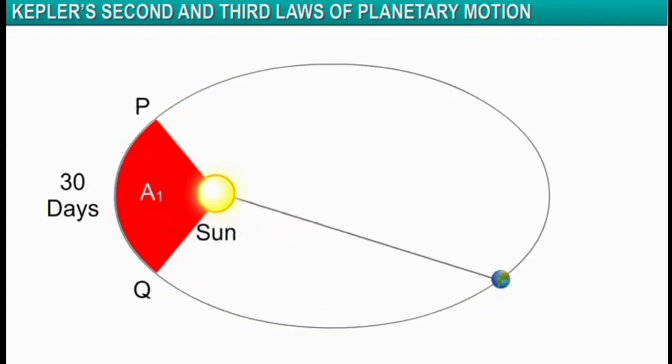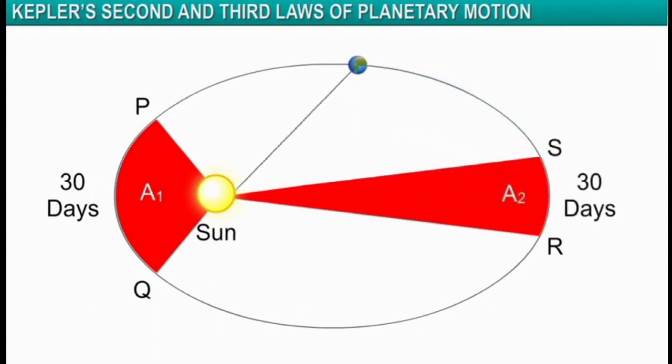This area is equal to the area covered for any 30-day duration during the year, regardless of the Earth's position in its orbit. Thus, as shown, area A1 equals area A2.